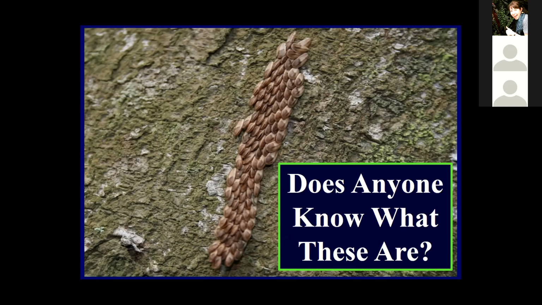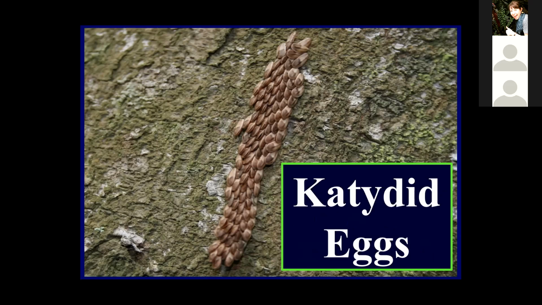Well, what they are is, let me get the drum roll, katydid eggs. Those are katydid eggs. They can be confused. They look like scale, but they're actually katydid eggs, okay? So just, again, identification is number one.